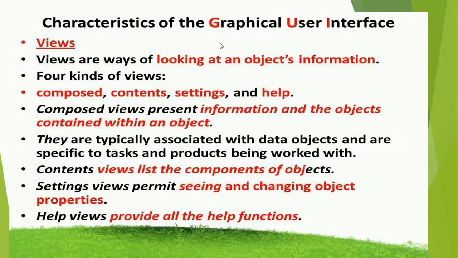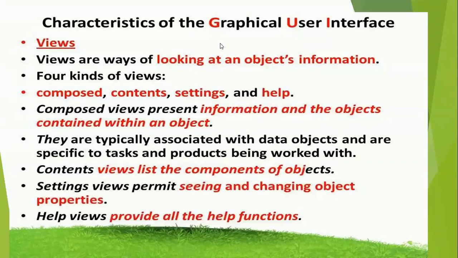Next characteristic is views. Views are ways of looking at an object's information. There are 4 kinds of views: composed views, contents views, settings views and help views. So IBM has divided the view into 4 categories. First, we have composed views. Composed views present information and the objects contained within an object. So composed views make it easier to present the information and the objects contained within an object.